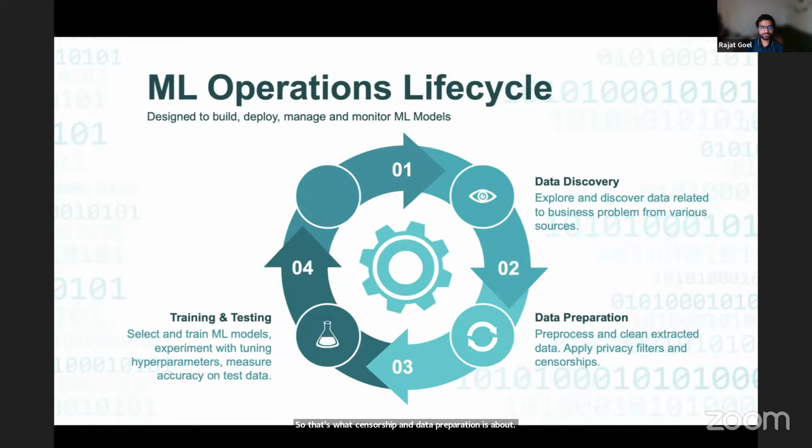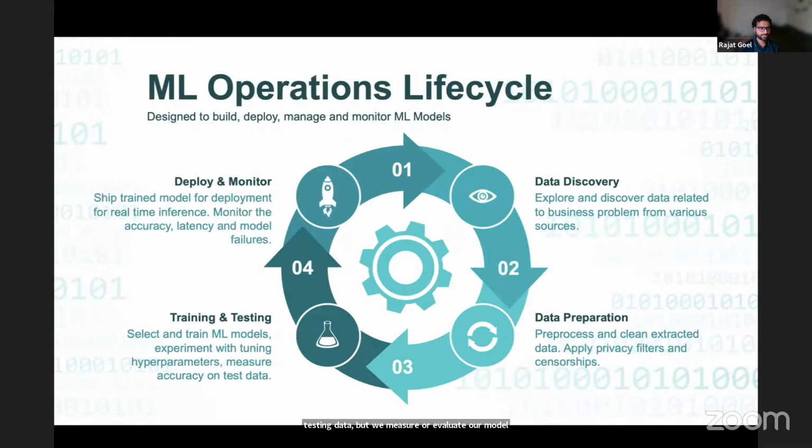Next step is training and testing. So once we have identified the data and cleaned it, we want to train a machine learning model against that data. We experiment with different kinds of model configurations, tuning hyperparameters. Hyperparameters are basically, you can consider them like seeds to the model. And we measure accuracy against some test data. So we basically segregate the data into two parts, training and testing. And then we do not train our model on testing data, but we measure or evaluate our model against that.